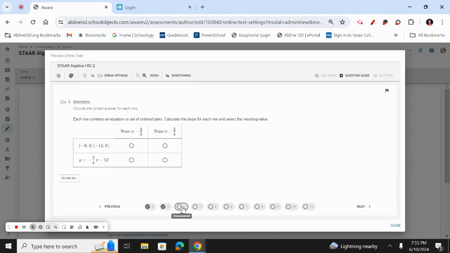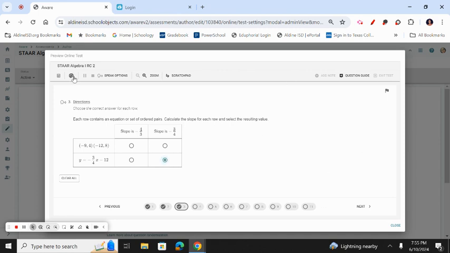Alright, each row contains an equation or a set of ordered pairs. Calculate the slope. Alright, the slope is the number, the coefficient in front of the x. It's attached to the x, okay? There's no plus or minus between this number and the x. They're attached to each other. That way, we look at the bottom and we say, hey, negative 3 over 4, that's the slope.